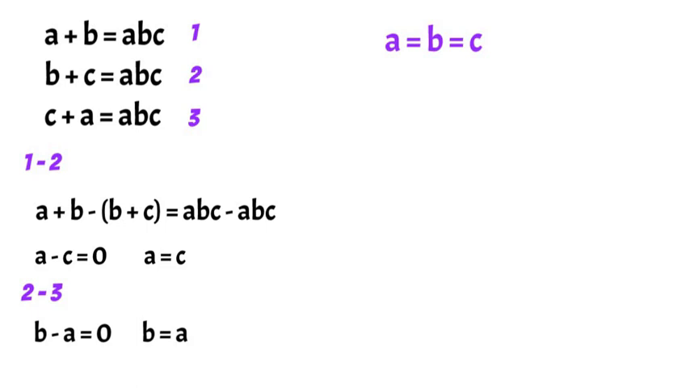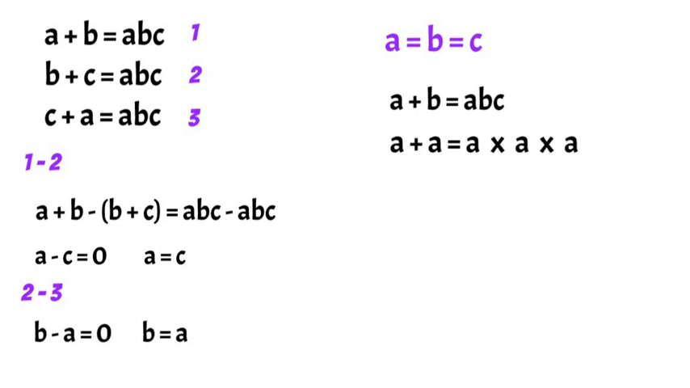Now, let's go back to number 1, our original equation, to solve for a, b, and c. So we have a plus b is equal to abc. We can exchange the b and the c for a's. So we would have a plus a is equal to a times a times a.